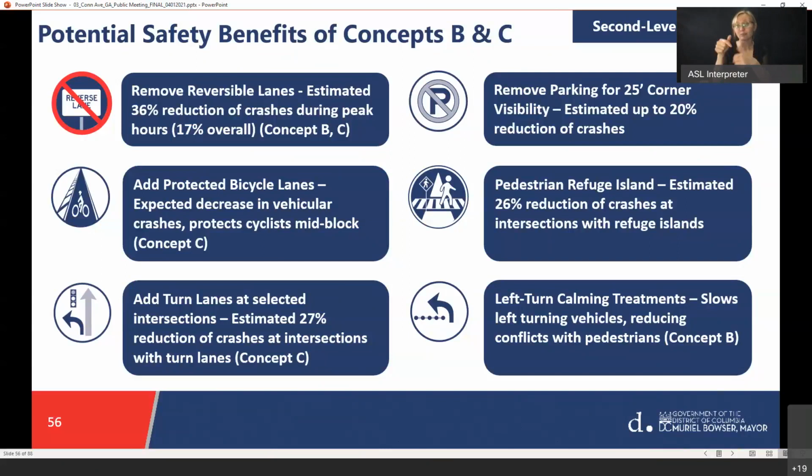Turn lanes are also associated with reduction of crashes, and also they'll protect cyclists in a cycle track from left-turning vehicles. And lastly, we had the opportunity to install left turn calming treatments, which is an innovative treatment that slows left turning vehicles, reducing conflicts with pedestrians and other people in the crosswalk. The next slide, please.